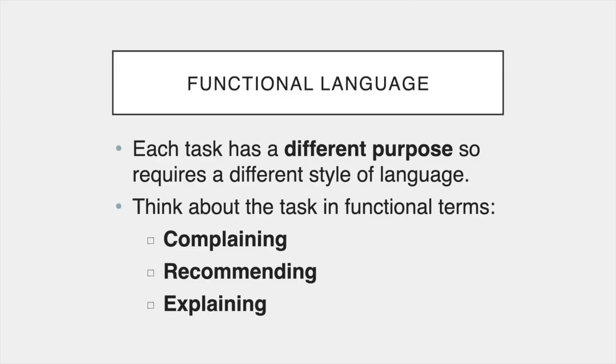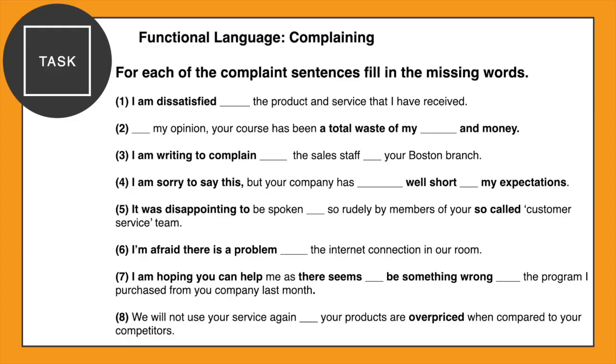Functional language. Each task or piece of writing has a different purpose, so therefore requires a different style of language. We think about the task in functional terms. The function of a type of writing could be complaining, recommending, or explaining, and many more. For example, you could write many types of letters, and one of them could be a complaint letter.